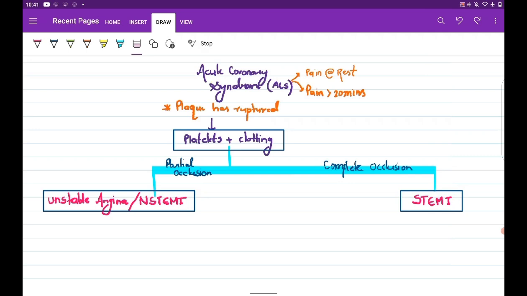NSTEMI stands for non-ST elevated myocardial infarction. But what if there is a complete occlusion of the blood vessel and there is no blood supply to the myocardium? In cases of complete occlusion, the part of the myocardium which is deprived of blood gets a transmural infarction. Transmural means from endocardium to epicardium, everything gets infarcted, and in such cases we get an ST elevated myocardial infarction. There will be ST elevation in the ECG. First we'll talk about unstable angina and non-ST elevated myocardial infarction. We'll get to STEMI later.